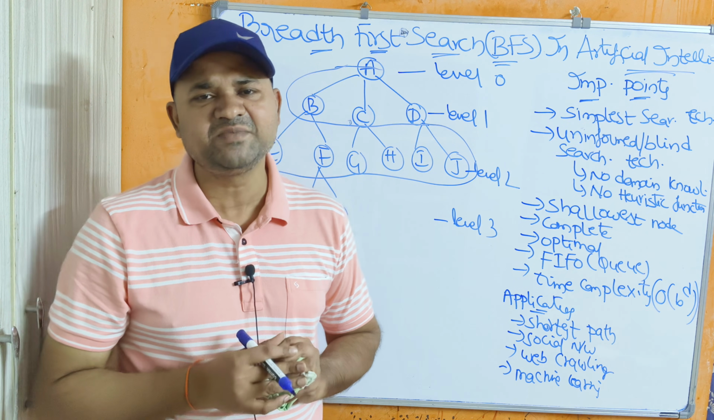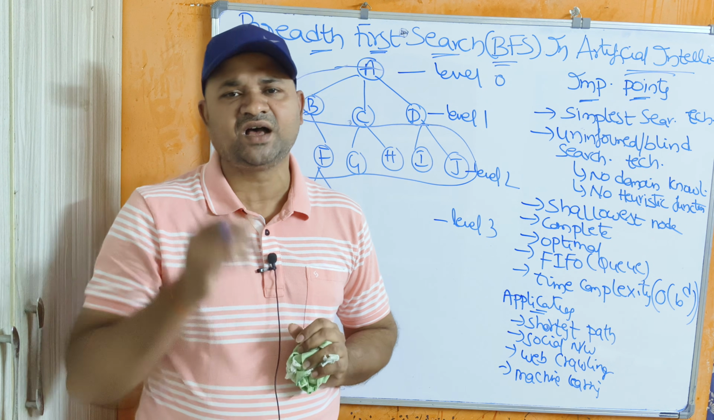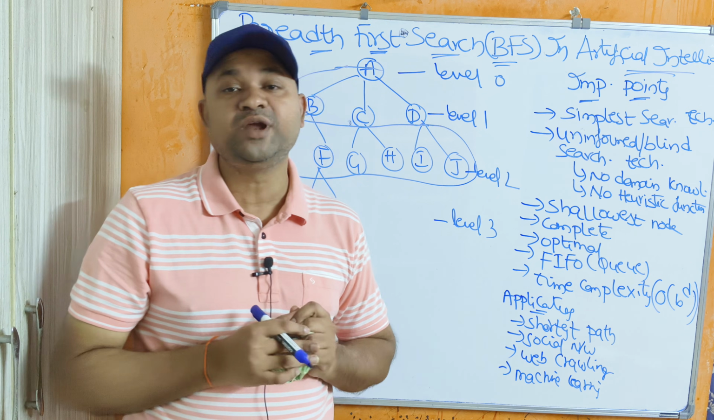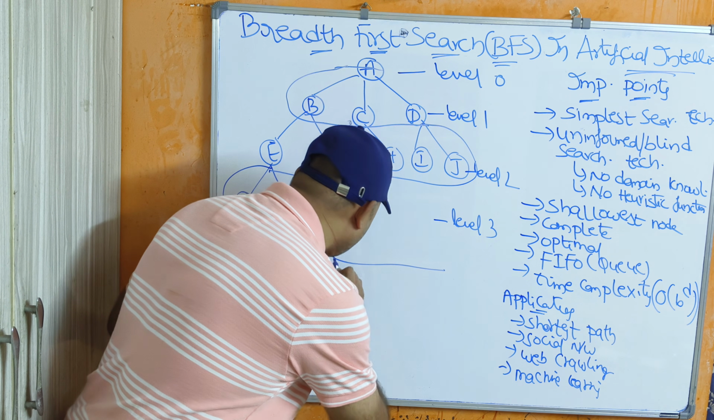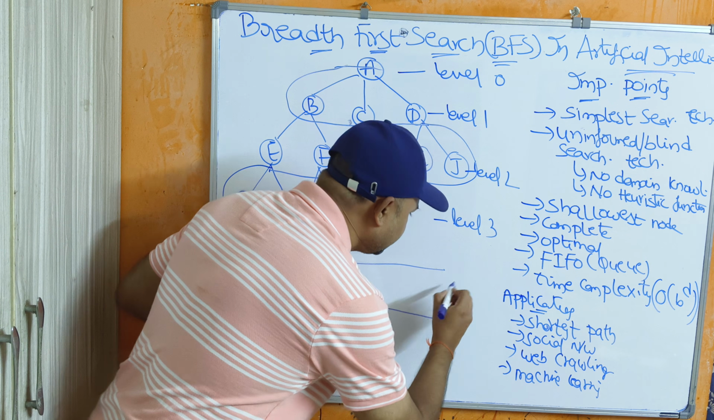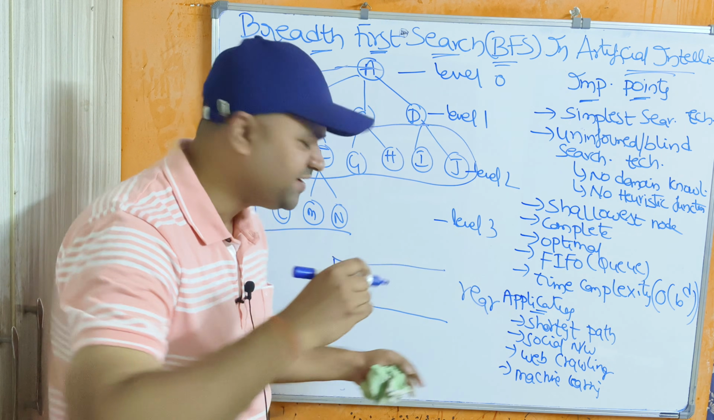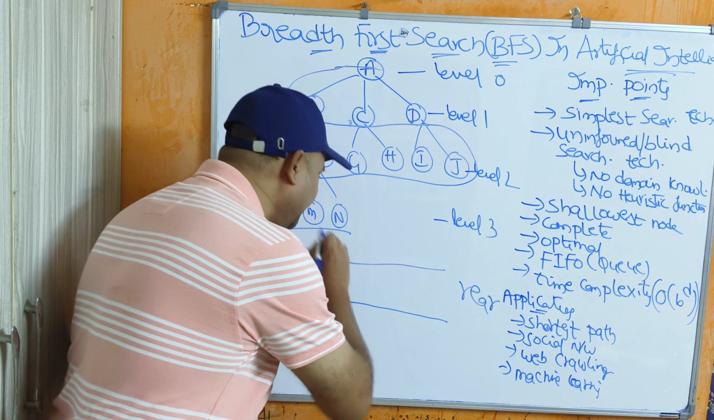So let's see the algorithm here. First we have to select the starting vertex as the root vertex. For implementation we are using the queue data structure. We know about queues. A queue has two ends. The end of the queue is called the rear end, whereas the beginning of the queue is called the front end.